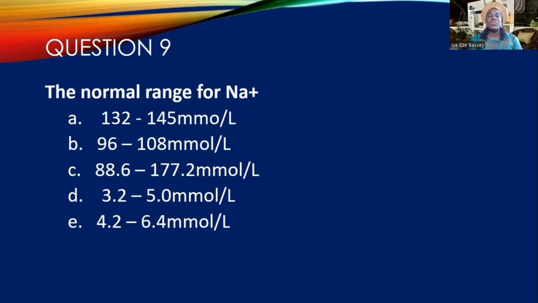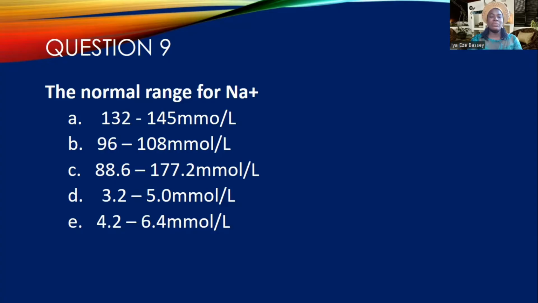Question 9, the normal range for sodium for our locality is A, 132 to 145 millimoles per liter, B, 96 to 108, C, 88.6 to 177.2 millimoles per liter, D, 3.2 to 5 millimoles per liter, E, 4.2 to 6.4 millimoles per liter. Okay, that's sodium. It would not be 4.2 to 6.4. No, certainly not. D, 3.2 to 5.0, that's for potassium.